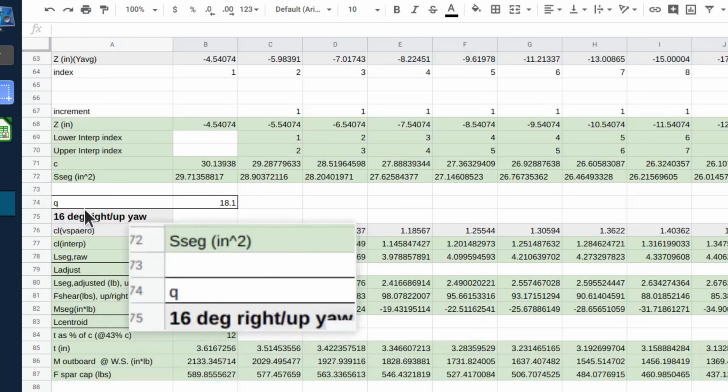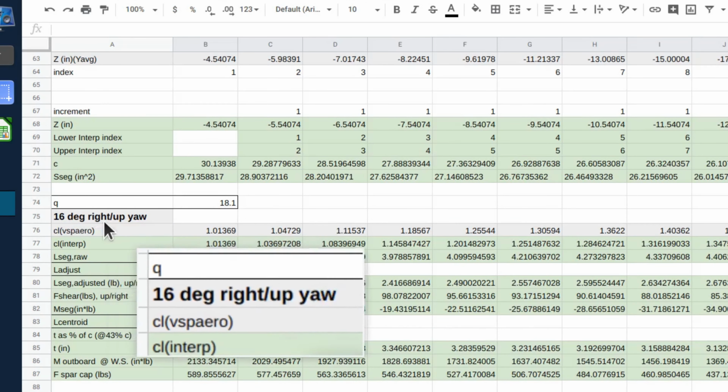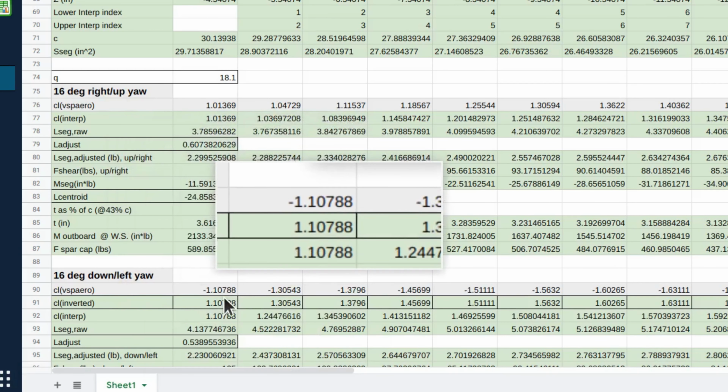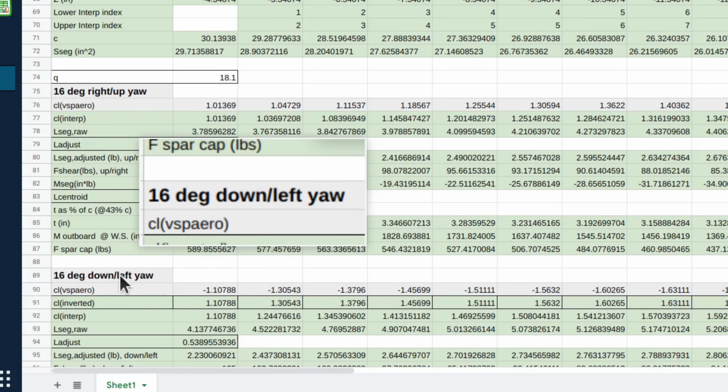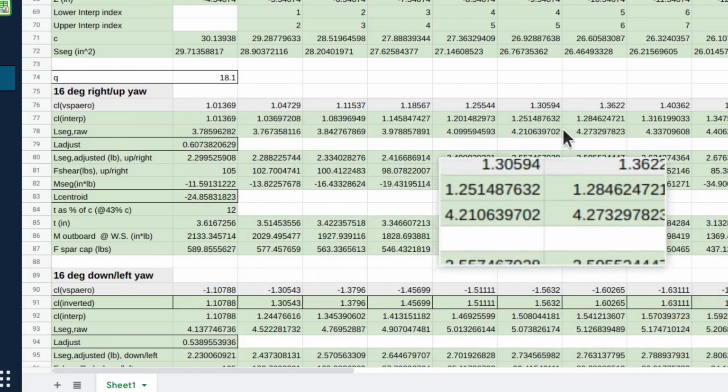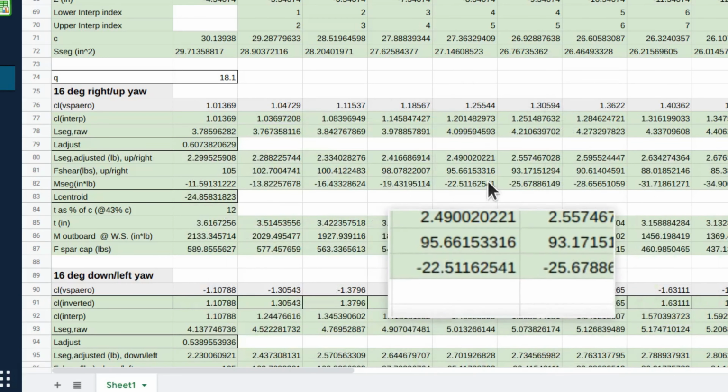So here's some calculations I did on the 16-degree up or right yaw, and then down here, the same kind of calculations, except it was down left. But instead of going through all these calculations, let's go down and look at some charts that actually display some of these values.